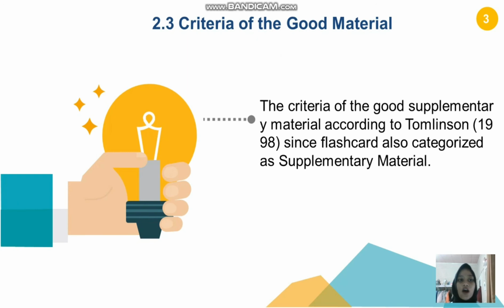And for the criteria of good material, I use the criteria of good material by Tomlinson in 1998, and I use the criteria of good material by Tomlinson as the parameter to develop the material.